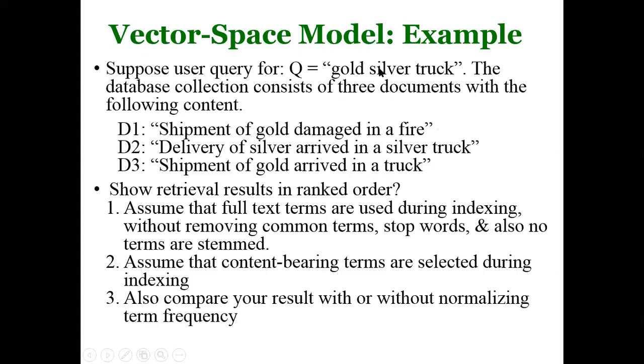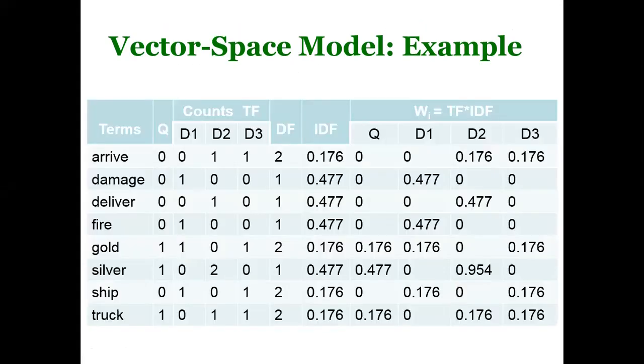Given as a query, gold, silver, truck, and we have three documents with this content. Now let's consider constructing the term document frequency. When we are constructing it, we have these content-bearing terms, which are normalized, stemmed, and stop words are removed. We have the query, document 1, document 2, and document 3. First, we have to calculate their term frequency.